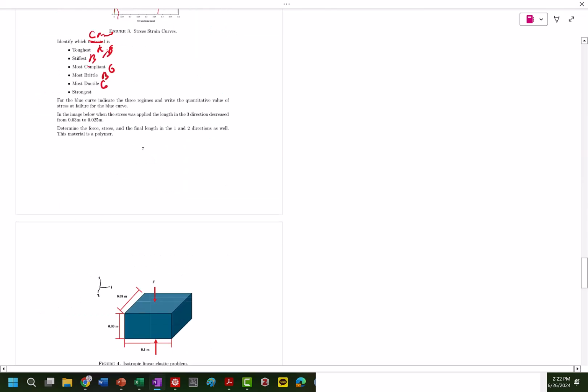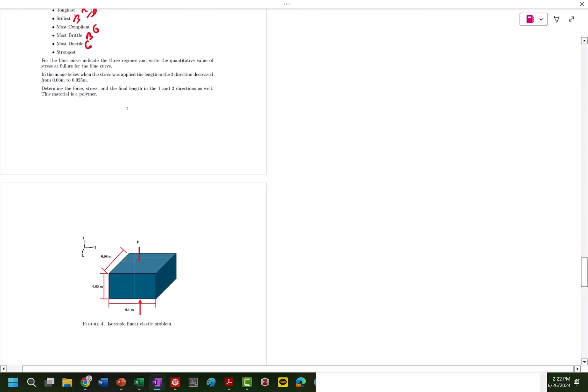In the image below, we have not stress, but force. Force supplied in the length of the 3 direction, and the length of the 3 direction decreases from this to this. Determine the force, stress, and the final length in the 1 and 2 directions.